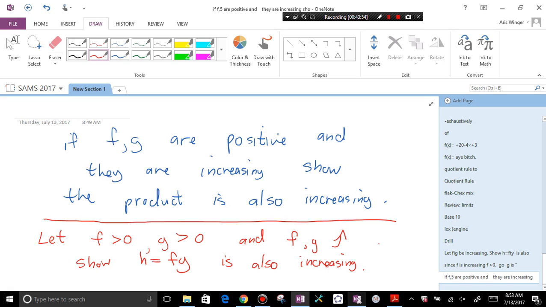Show that H equals F times G. Okay. Show that a new function, which I'm calling the product of the two, is also increasing. This is just a comment. Oh, from above. Sorry. That's just a comment from above.